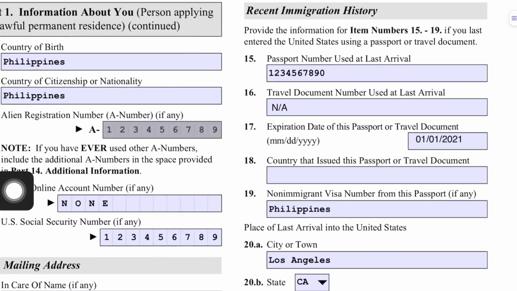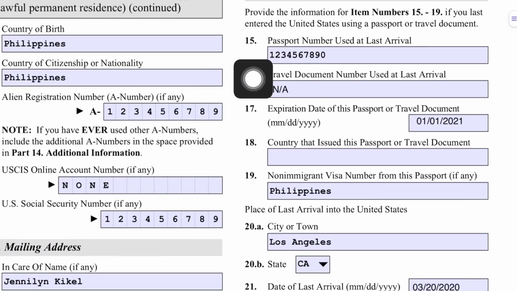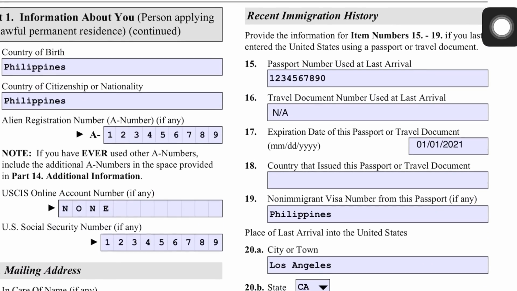Okay. The next is your recent immigration history. Provide information for items 15 to 19 if you last entered the United States using a passport or travel document. So number 15, passport number used at last arrival. So put your passport number right here. If you used a travel document, put it here. If not, just put NA.